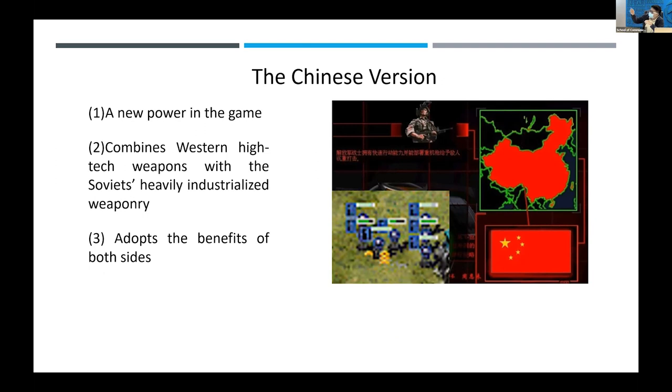This unit here on the screen is called the People's Liberation Army Soldier in the game. Its unit is more powerful than the soldiers of the Allied or Soviet camp. So it adopts the benefits of both sides and follows a very clear strategy.